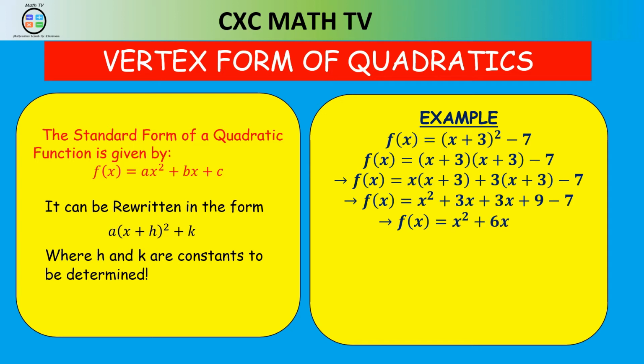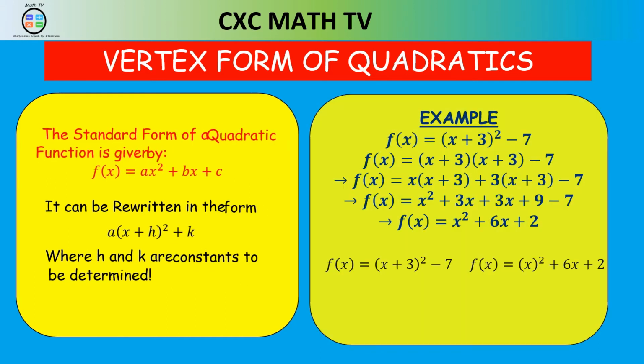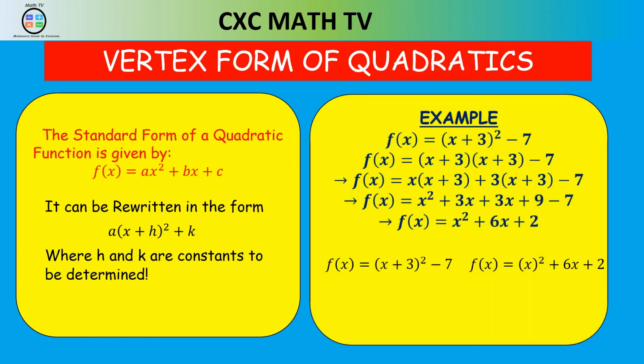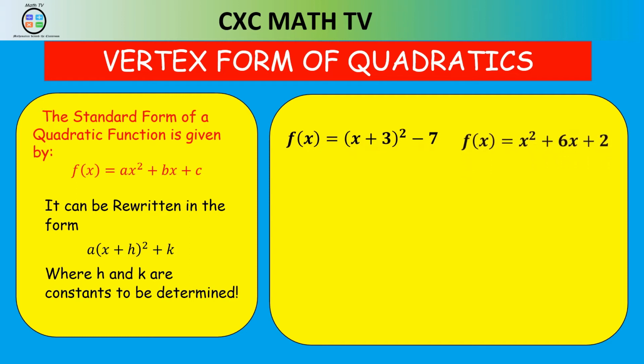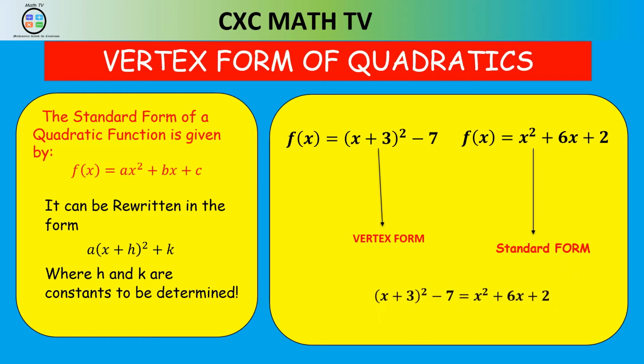So look at that. Notice that f of x is equal to x plus 3 all squared minus 7, and f of x is also x squared plus 6x plus 2. And so, the f of x being x plus 3 all squared minus 7, that's known as the vertex form of the quadratic. And the x squared plus 6x plus 2, that's known as the standard form of a quadratic. Hey! As you can see, it would be easy to go from the vertex form to the standard form. Like what we did previously, all we did was expand the brackets to go from vertex to standard.